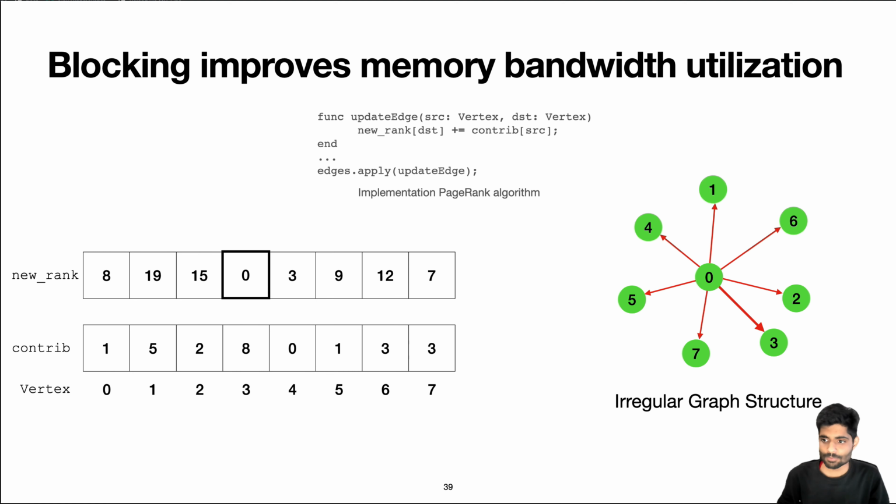Typically, the number of vertices in the graph is large enough that the vertex data doesn't fit in the last level cache. As a result, many of the random accesses lead to a cache miss, reducing the effectiveness of the caches and hurting the memory bandwidth.